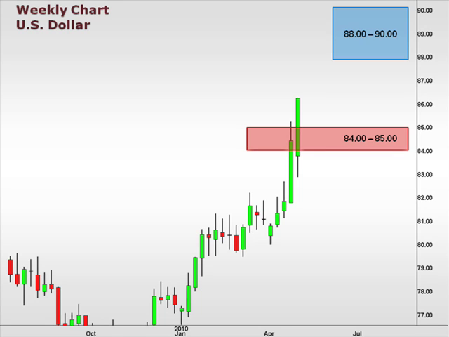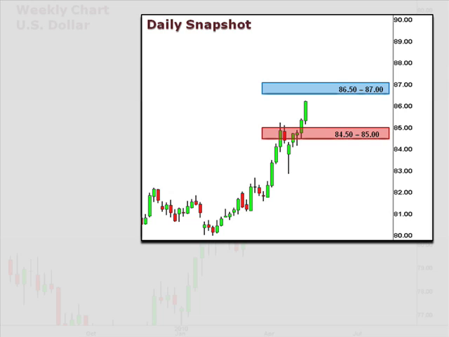Now, a quick look at our daily chart reflects the important part that the 84.5, 85 level plays as support. Traders need to also be aware of a near-term resistance level at 86.5, 87.